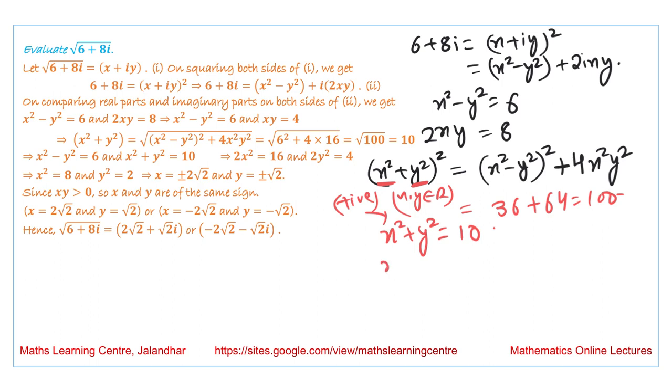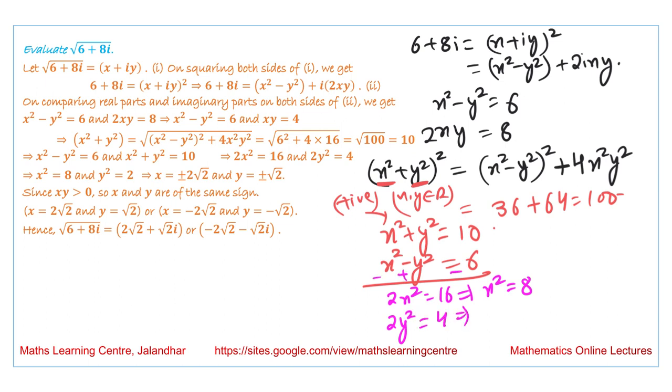Now we have two equations: x square plus y square is 10 and x square minus y square is 6. If we add both these equations, we get 2x square is equal to 16. So this implies x square is equal to 8. If we subtract these equations, we get 2y square is equal to 4. So this implies y square is equal to 2. So we will have the value of x as plus minus 2 root 2, and the value of y is equal to plus minus root 2.